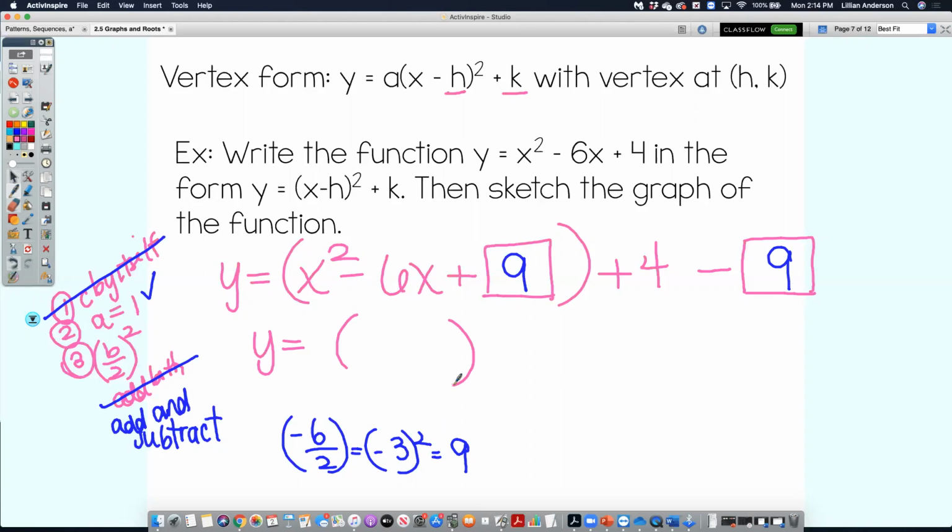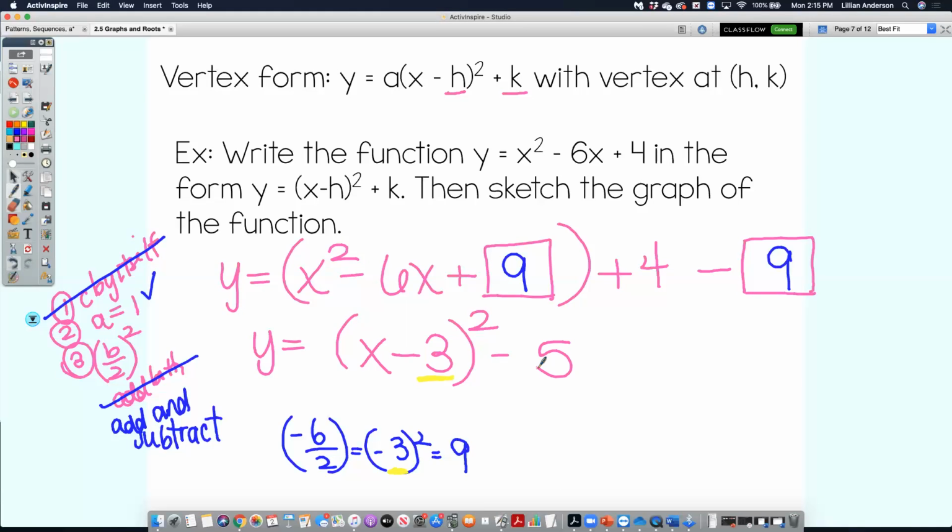X squared minus 6x plus 9 can factor down to be x something something squared. What's on the inside? Positive or negative? Negative. Remember, the value you got when you took half of B is always the value that goes in that parenthesis. And what's 4 minus 9? Minus 5. And there's your vertex form: a(x minus h) squared plus k.